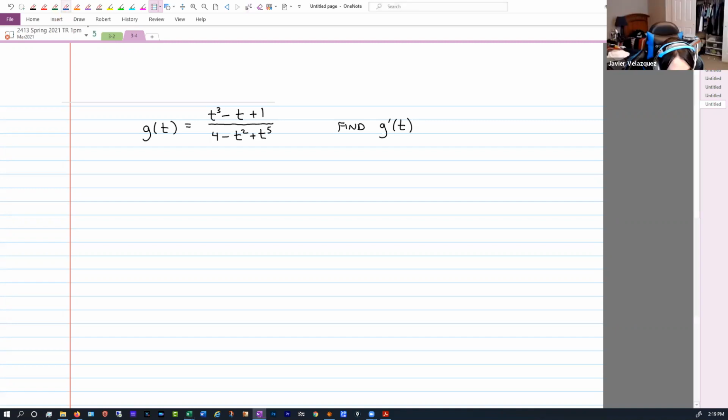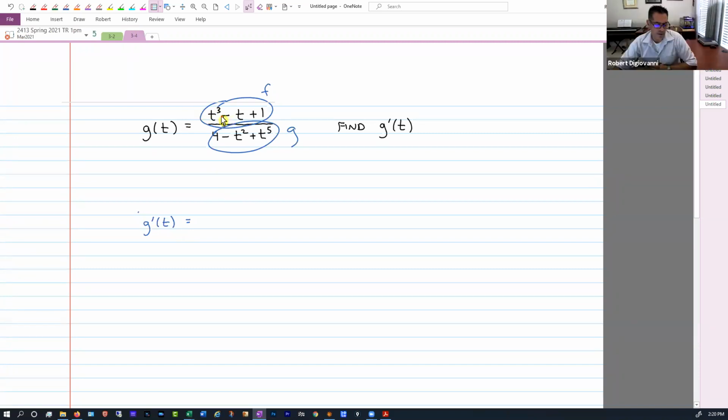Okay, so first thing I did was I set the numerator as f and the denominator as g. So for the t cubed, I brought the 3 out, so 3t squared minus 1. That's your f prime. Yes? Yes. Okay, that's your f prime.